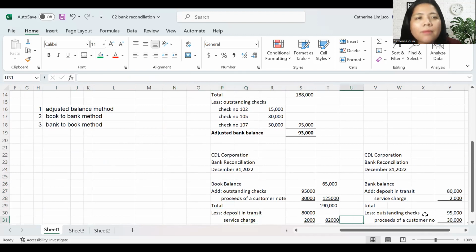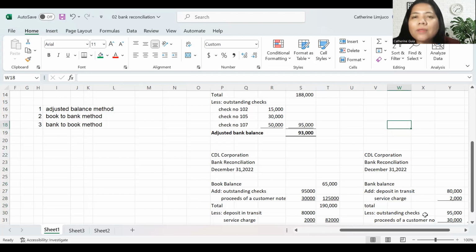So when you prepare the bank to book method, if you already have the book to bank, you will just reverse the sign. If the items in our book balance under the book to bank were added, in bank to book, it will be deducted. Just like our outstanding checks and proceeds of a customer note, these items were added under book to bank, but under bank to book, they will be deducted. Another one is the deposit in transit and service charges. These items were deducted under book to bank, but added under bank to book.